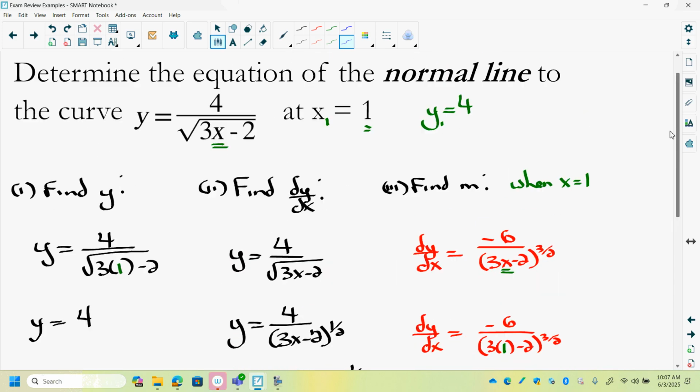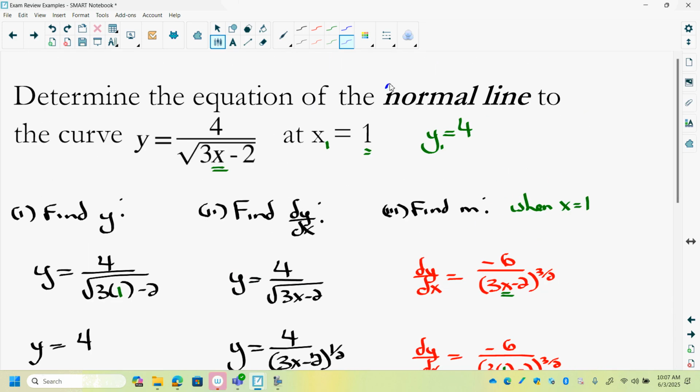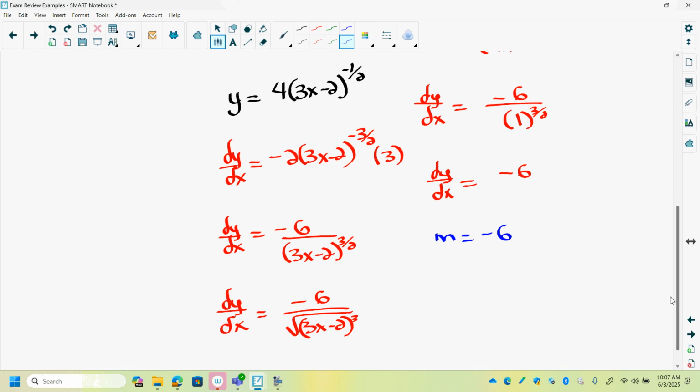I have to do the what? I don't want the slope of the tangent line. Opposite reciprocal, because the normal line is perpendicular. Whoops. Perpendicular to the tangent line. So what's perpendicular to negative 6? Positive 1 over 6. You flip it and change a negative to a positive, or change a positive to a negative. Some people say the negative reciprocal, some people say the opposite reciprocal. Same thing.